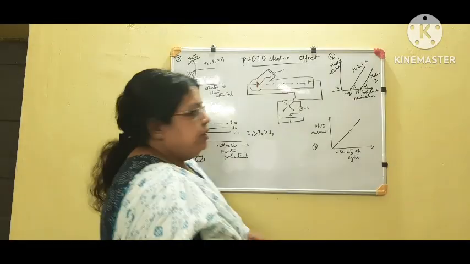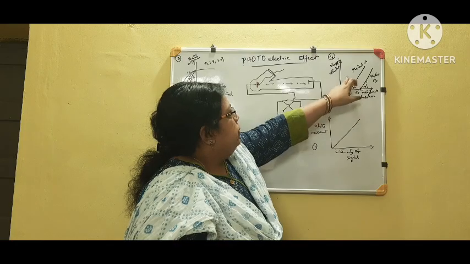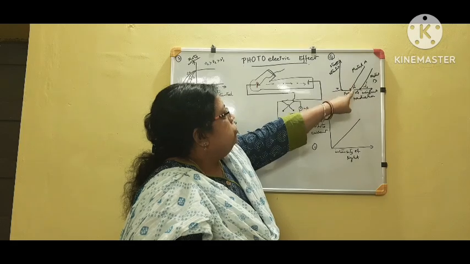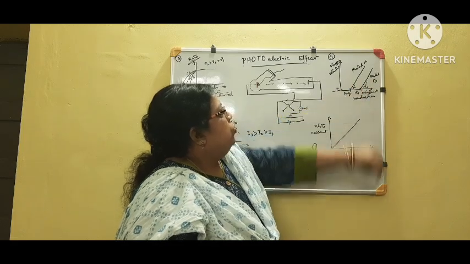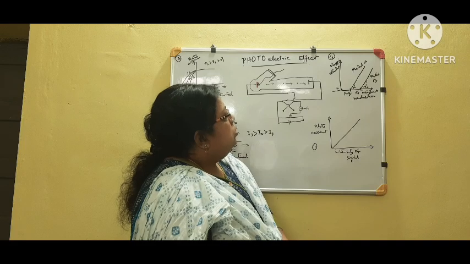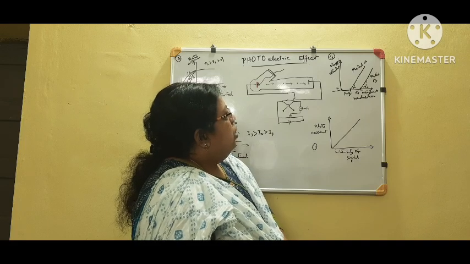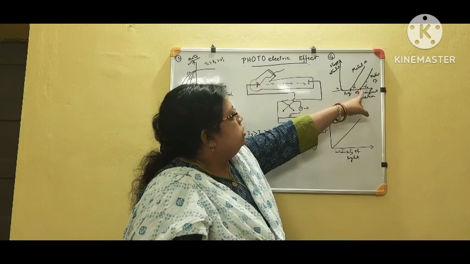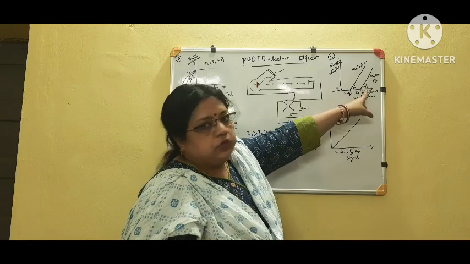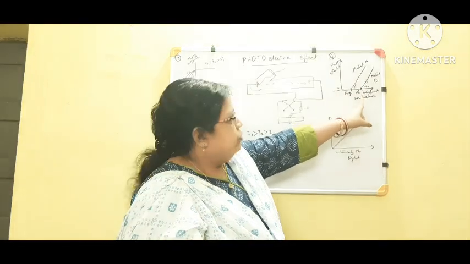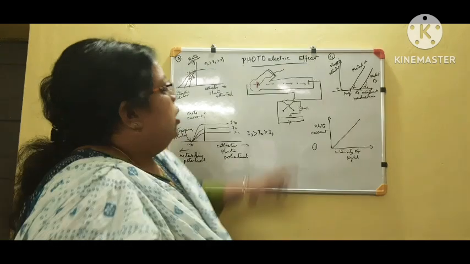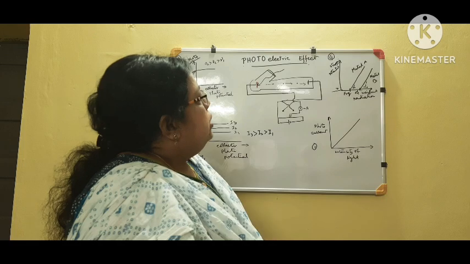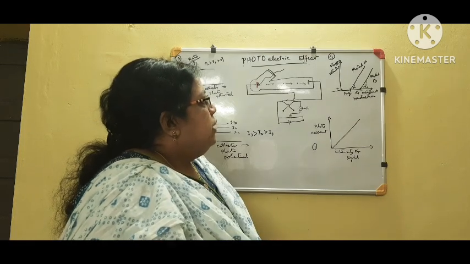No photoelectric emission is possible for metal A at a frequency less than nu0. For metal B, no photocurrent will be found if the frequency of incident light is less than nu0 prime. This is called the threshold frequency or cutoff frequency. Nu0 is the cutoff frequency for metal A, and nu0 prime is the cutoff frequency of metal B.